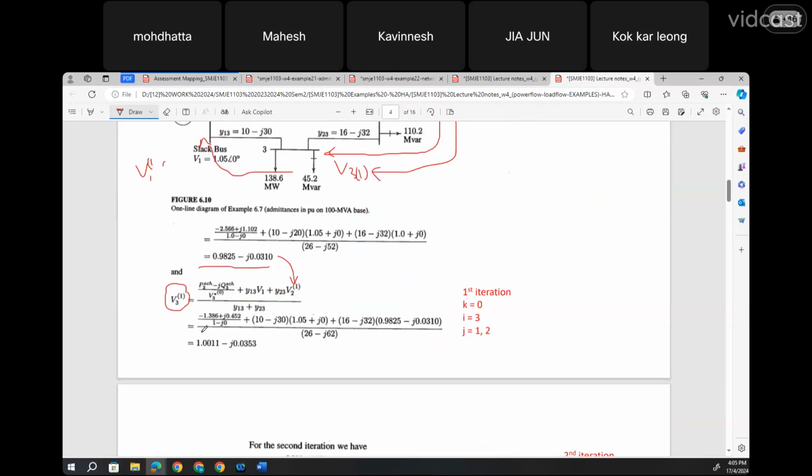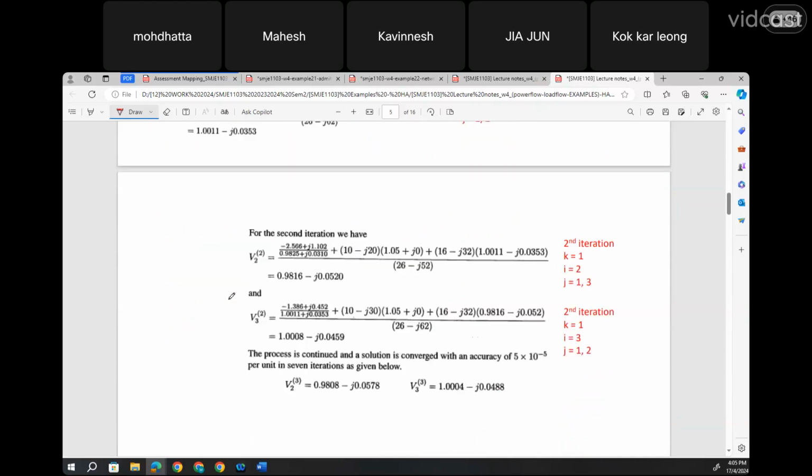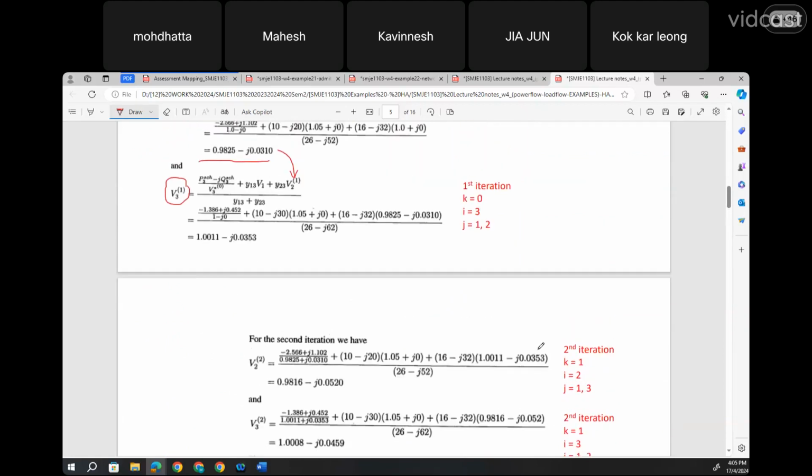All right, this is the process for V3 first iteration. And for the second iteration, you see here, we'll use the value of V3 first iteration over here. And here we have V1, the slack bus, V1 first iteration.